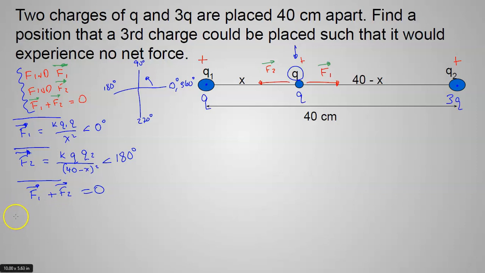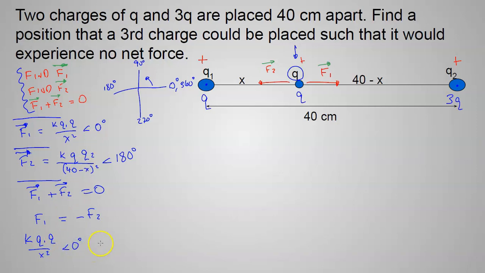So what I can do here, there's a couple ways you could proceed, but it might be easiest to say F1 equals negative F2, just add that to both sides. And I could come in here and say F1 is k q1 q over x squared, and that's going to be equal to negative, and I got to get my angles in there too. Best way to do that, I suppose, I'll put this in.